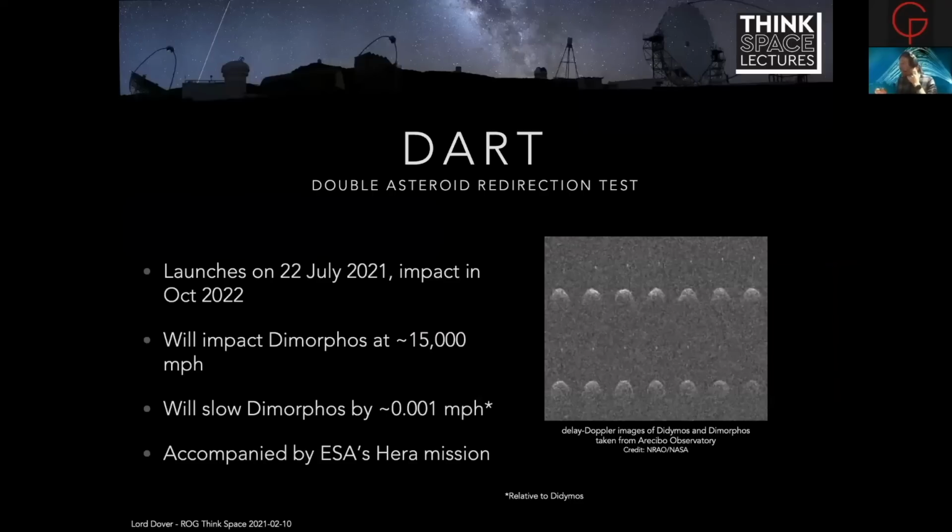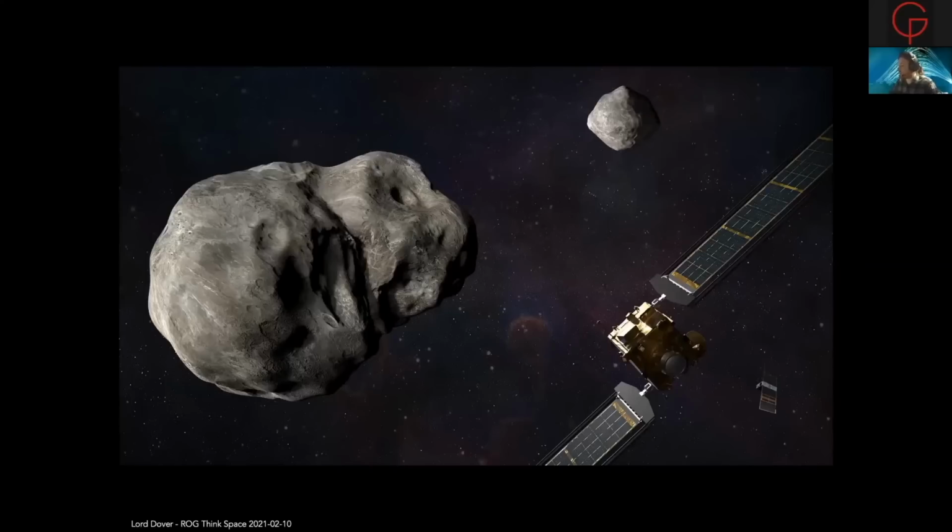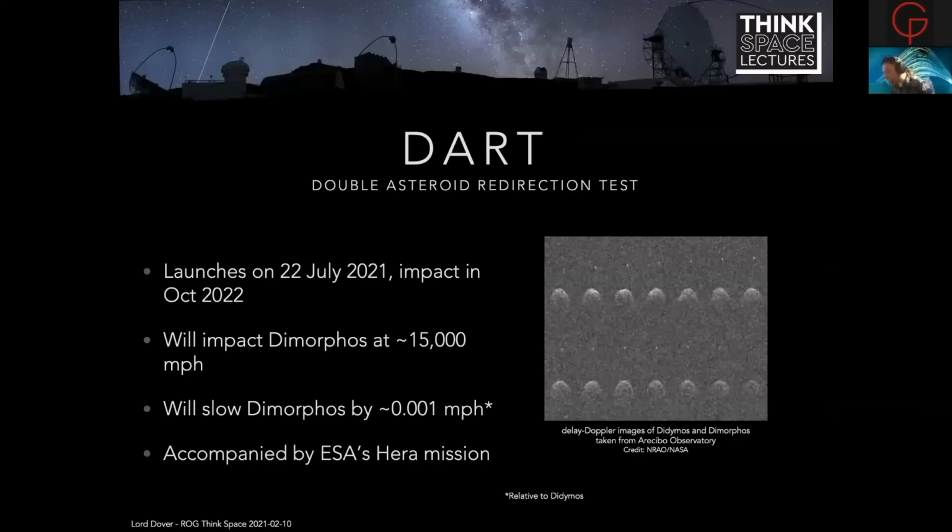So this actually launches later this year, and it doesn't impact until towards the end of next year, but I'm certainly looking forward to it. One thing I forgot to mention is that we will get some footage of this impact, because there is a smaller spacecraft going with it called Lucia, which is being built by the Italian Space Agency, which will be capturing the impact.